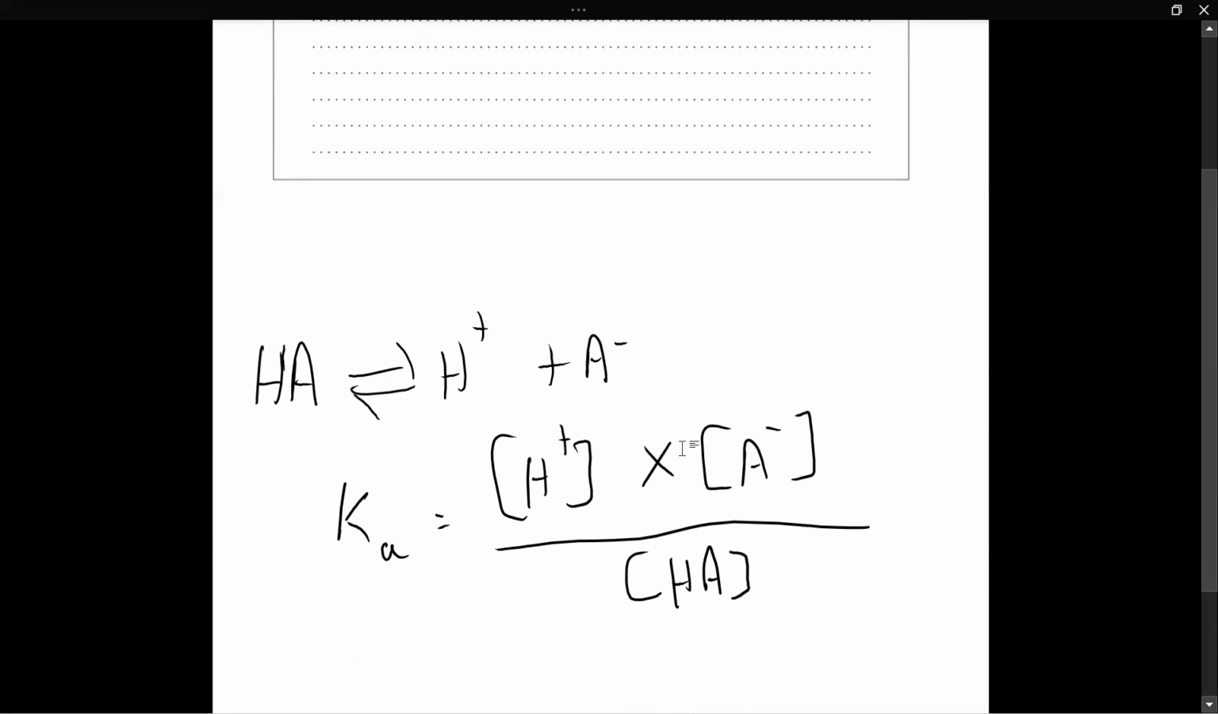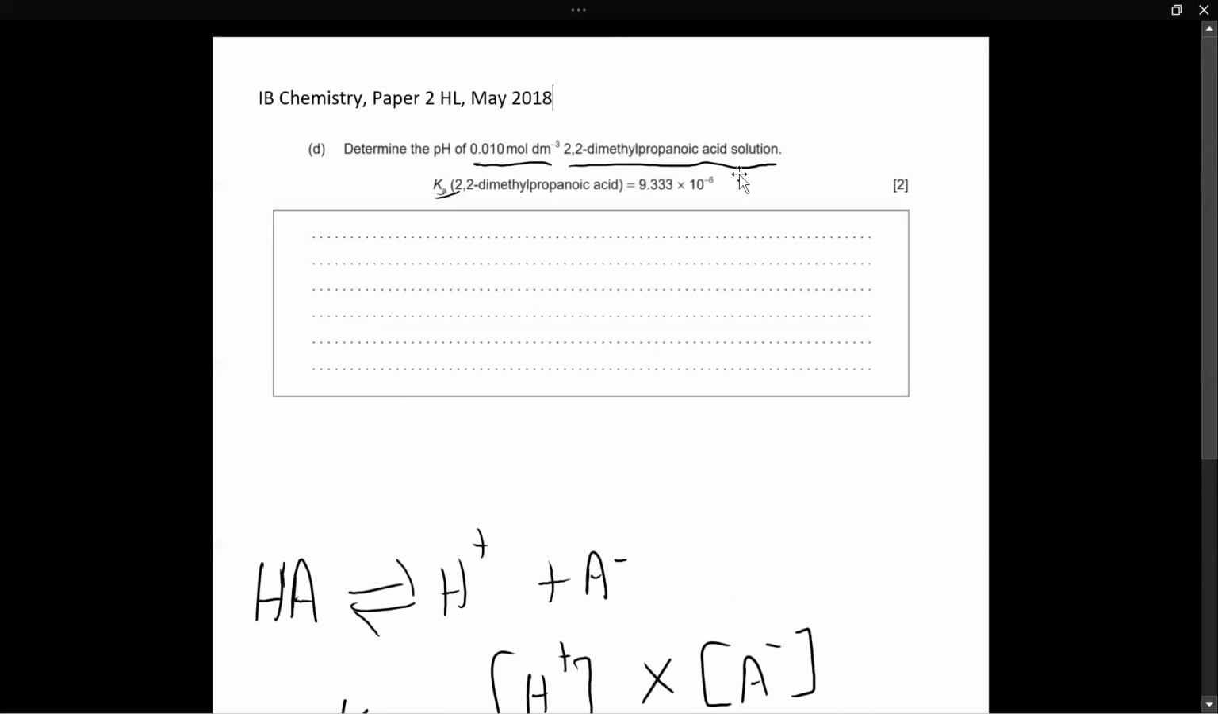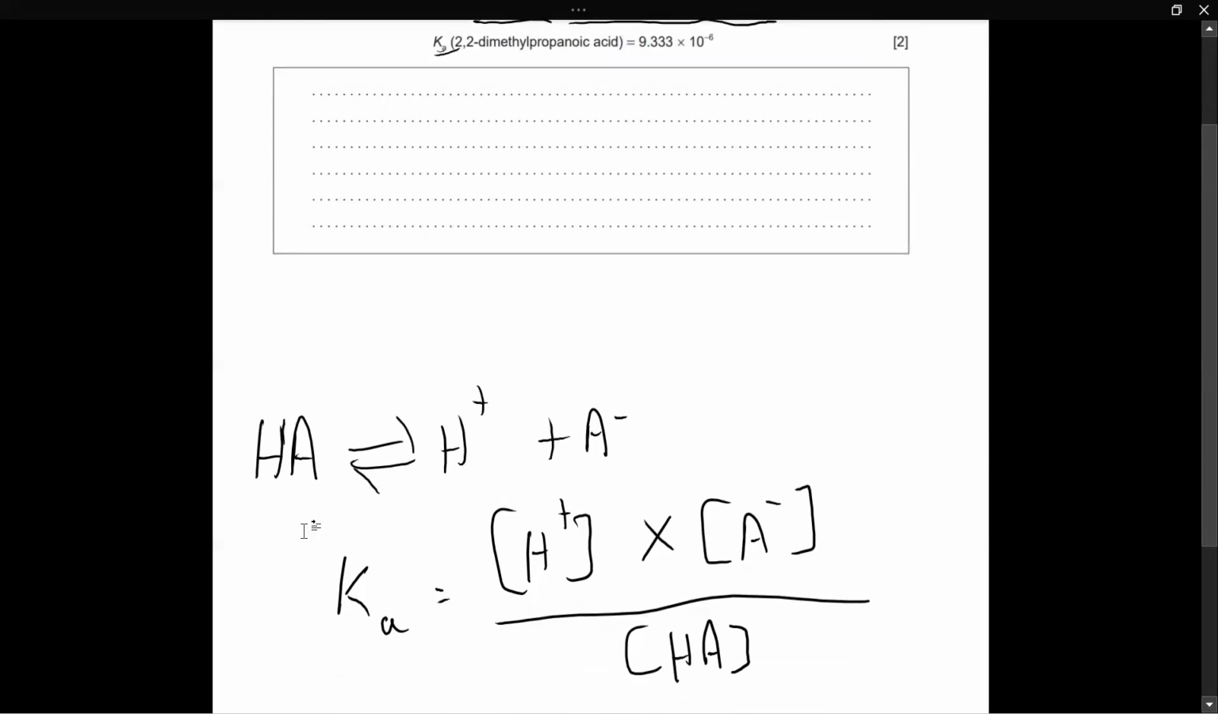It's the exact same thing as the Kc formula. However, one small change over here is that we don't really have the numbers on top, because for the most part, the molar ratios in acid dissociations remain 1 to 1 to 1. So you don't have any numbers that you need to raise these concentrations to, right? So all we have to do now is substitute the values that we know from the question into this, and then do a bit of rearranging, and we can solve our problem.